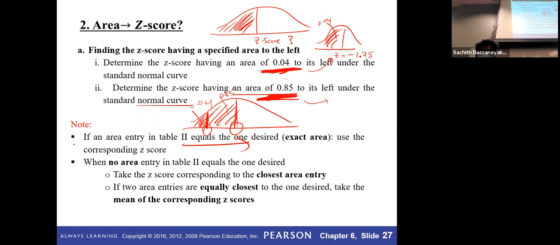This is the story I explained to you. If you cannot find the exact area, what you have to do is find the closest entry. And there is another way. If the difference between these two area values is the same, you have to find the corresponding C scores of those two and get the mean of those two. I know it is a little bit hard to understand, but we don't have examples.